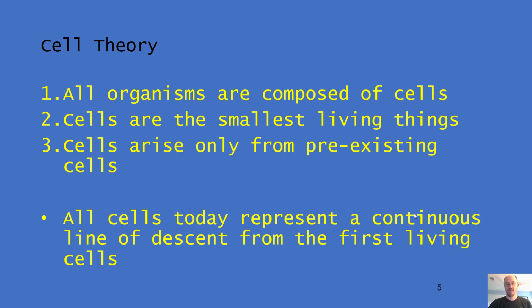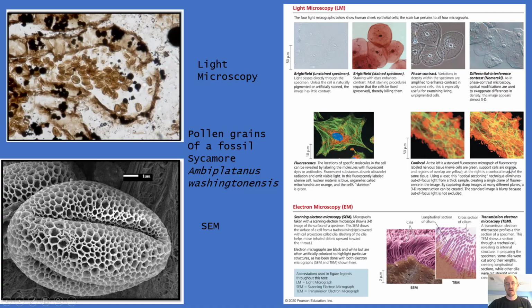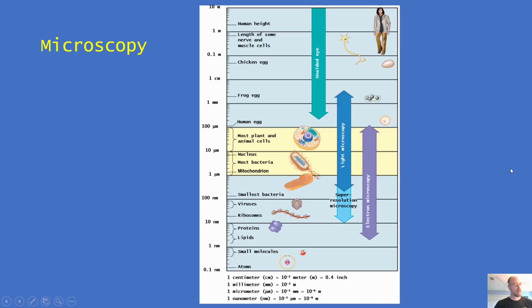So cells are the smallest known living things, and they arise from pre-existing cells, and all cells are related thanks to evolution. Now let's look at the scales we're talking about. Here is a scale. Up here at the top is 10 meters, and down here is 0.1 nanometers. You can go back to that slide I showed you a little bit ago to get a sense for what we're talking about here. But 0.1 nanometers is the scale we might use to measure an atom or something.